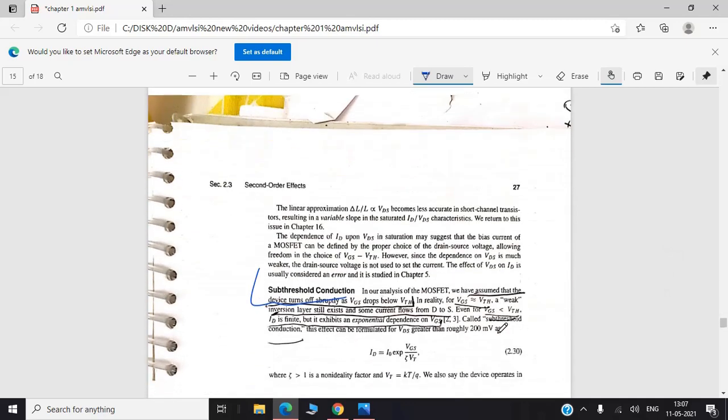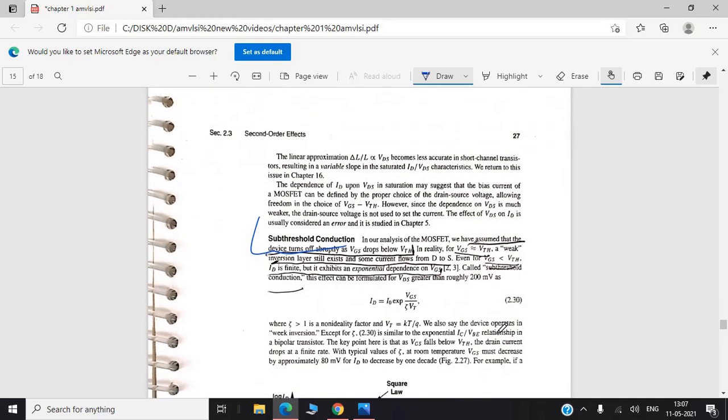Next, sub-threshold region. What do you mean by sub-threshold region? In our analysis of MOSFET, we have assumed that the device turns off abruptly, that is, immediately as VGS drops below the threshold. But in reality, the weak inversion layer still exists, and some current will flow between the drain and the source.